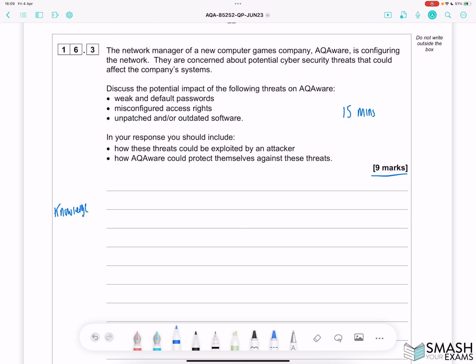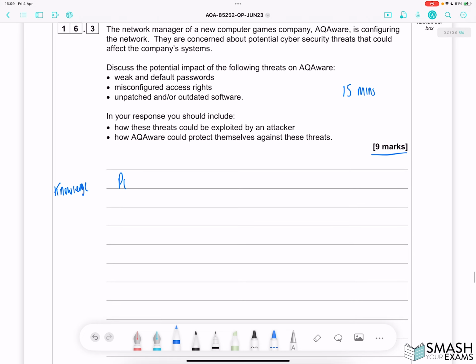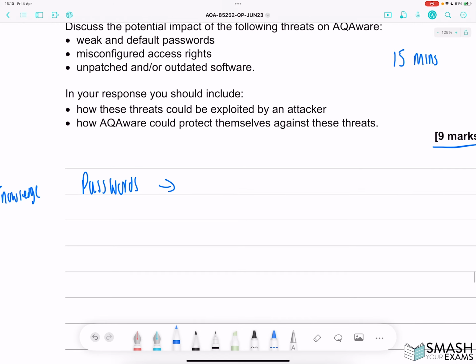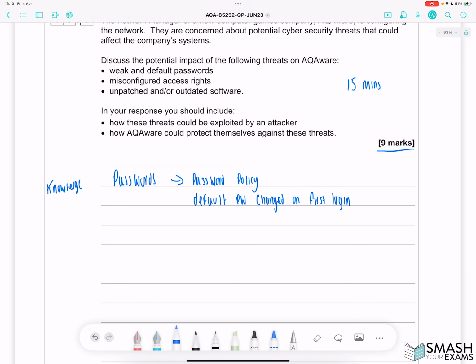So how can you protect against a weak password? For passwords, we can enforce a stronger password policy. So you could have a password policy. Great. Okay, what else could we do? We could make sure that default passwords are changed on first login. That means anybody that ever logs into your system has their own custom password immediately. Okay, we would then work through each of these different bullet points and try and talk about them.